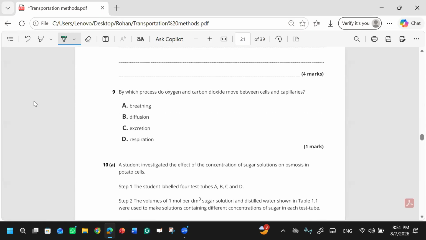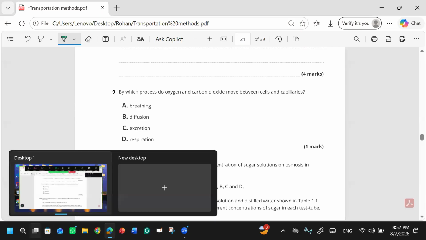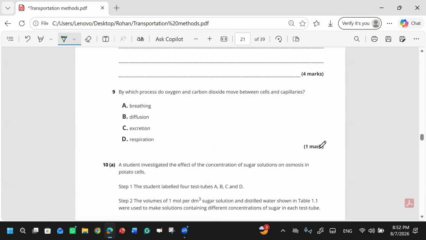By which process do oxygen and carbon dioxide move between cells and capillaries? Is this repeated? They are saying between cells and capillaries, so it's B, diffusion. It can spread around evenly.